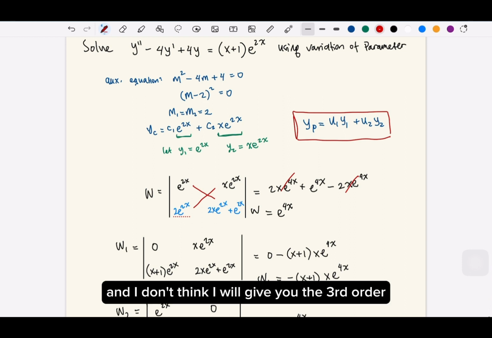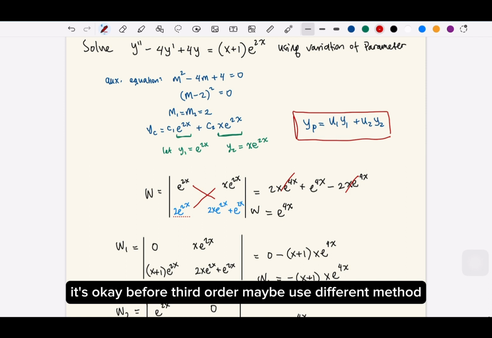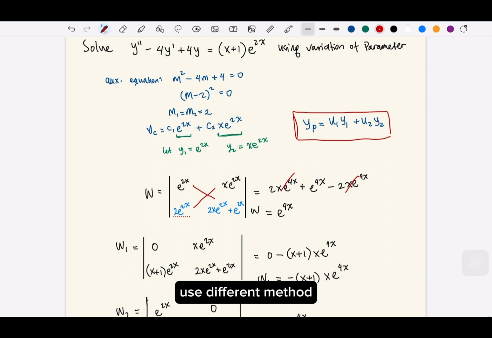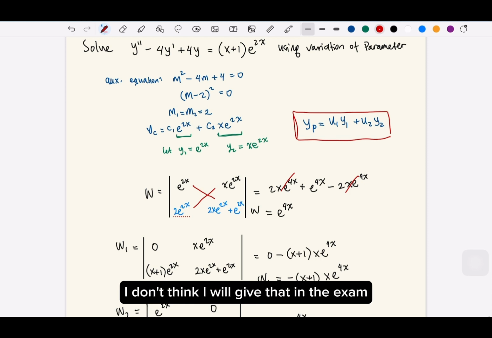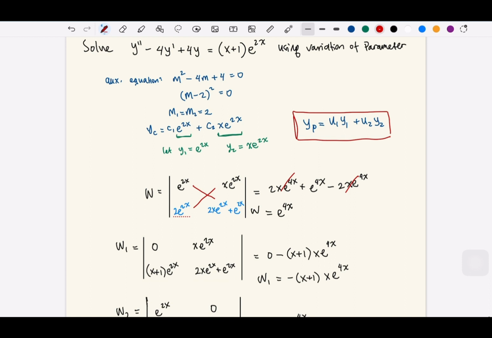And I don't think I will give you a third order using variation of parameters with a 3 by 3 matrix. I personally feel it's too much, so I will just give second order using this. It's okay, but for third order maybe use a different method. Well, you still can do that 3 by 3 matrix, but I don't think I will give that in the exam. Okay.